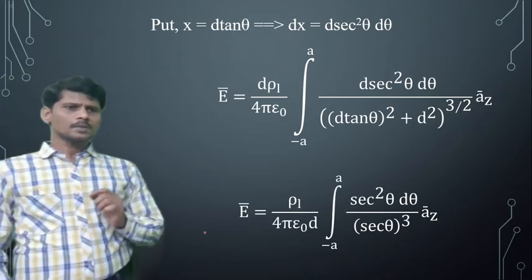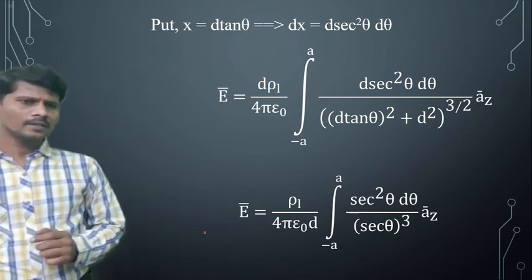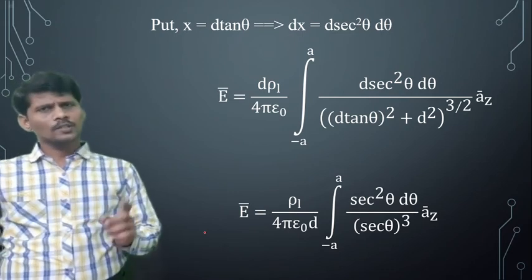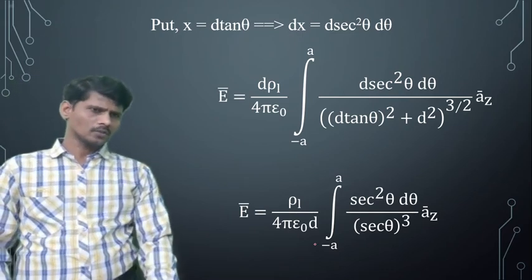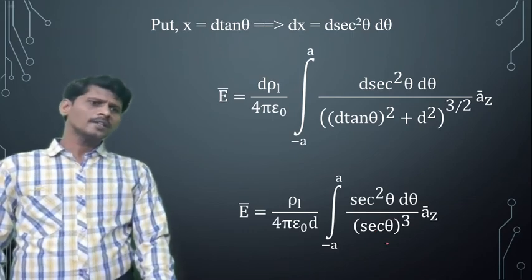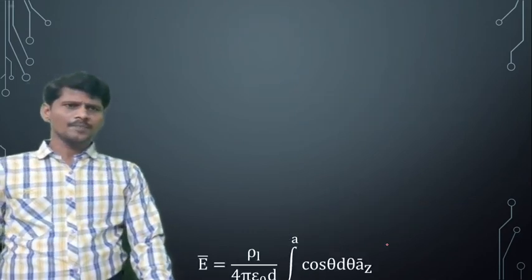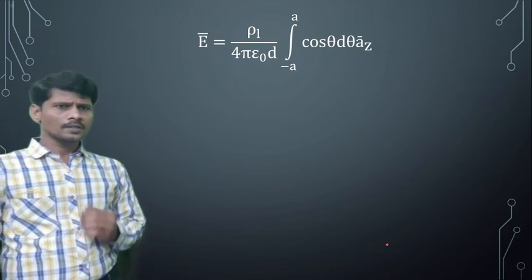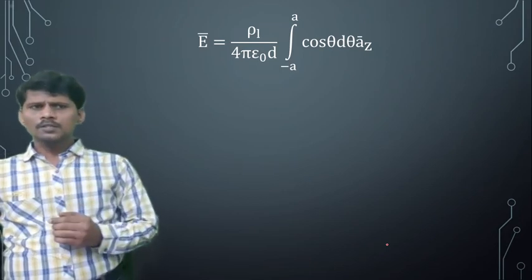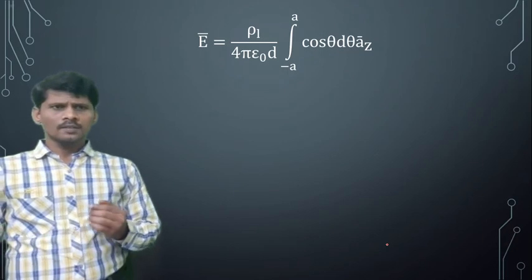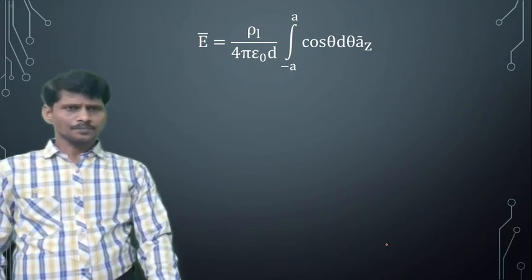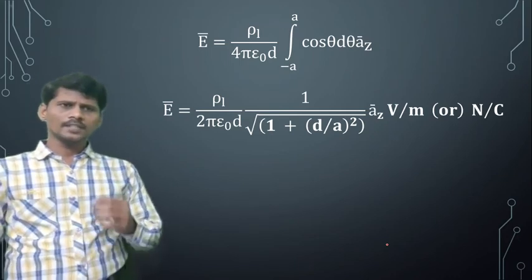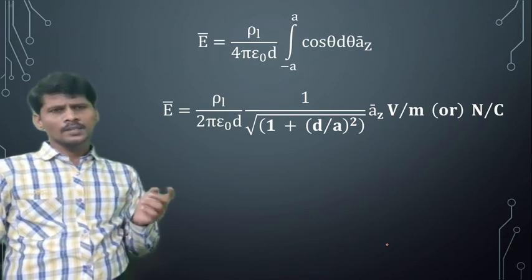The remaining expression is E bar is equal to rho L by 4 pi epsilon naught d into the integral from minus a to a of secant square theta by (1 plus tan square theta) whole power 3 by 2. 1 plus tan square theta is secant square theta, and secant square theta whole power 3 by 2 is secant cube theta. That is the denominator factor, and the numerator and denominator secant square theta cancel. We get E bar is equal to rho L by 4 pi epsilon naught d into the integral from minus a to a of cos theta d theta, since 1 by secant theta is cos theta, into az bar. The integral of cos theta is sin theta, over minus a to a.